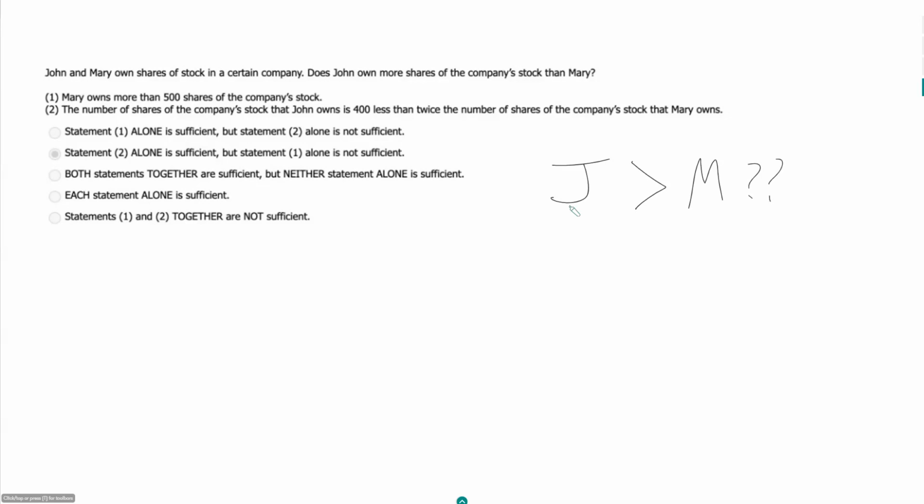Statement 1 says Mary owns more than 500 shares of the company stock, so it doesn't tell us anything about J, so this statement will be insufficient.